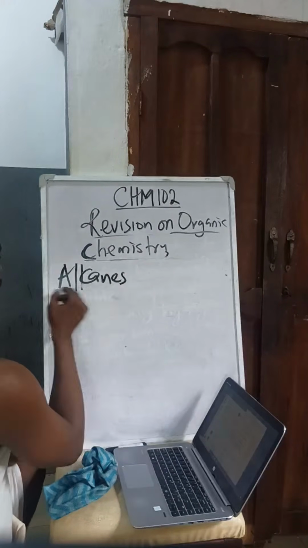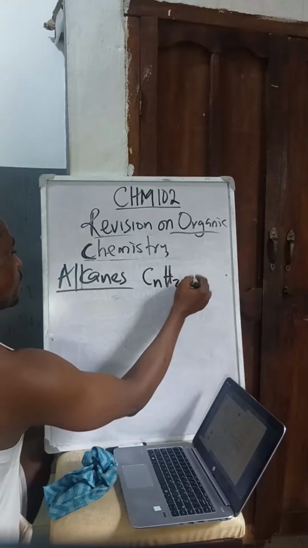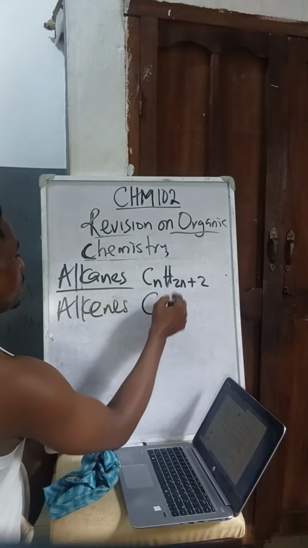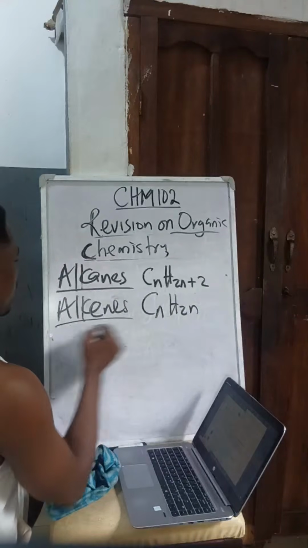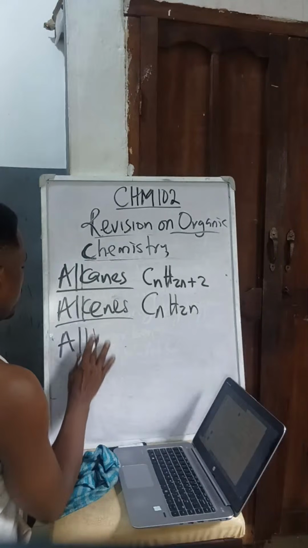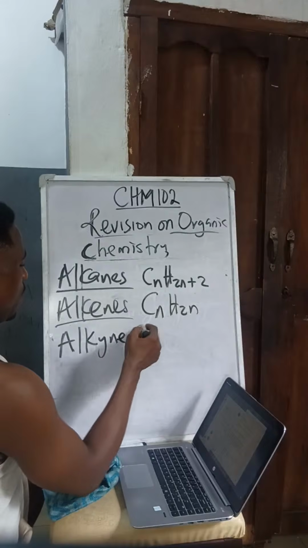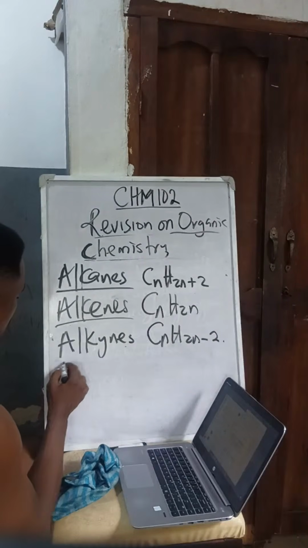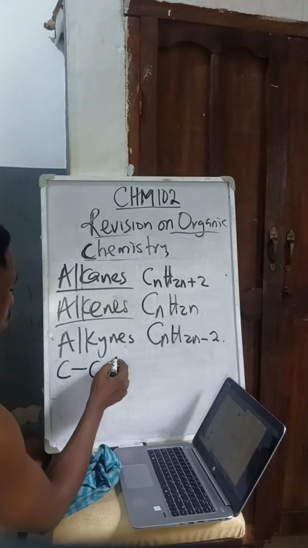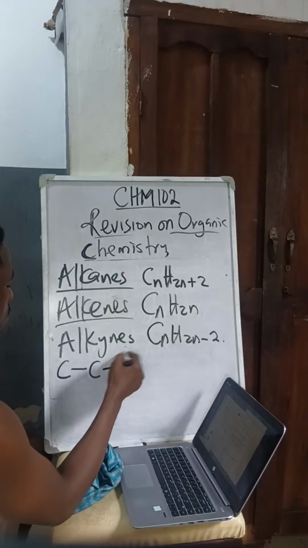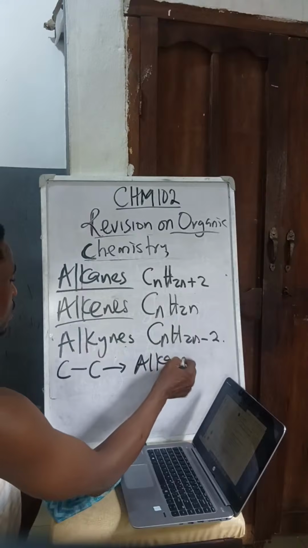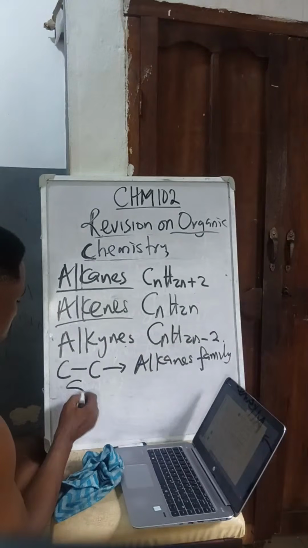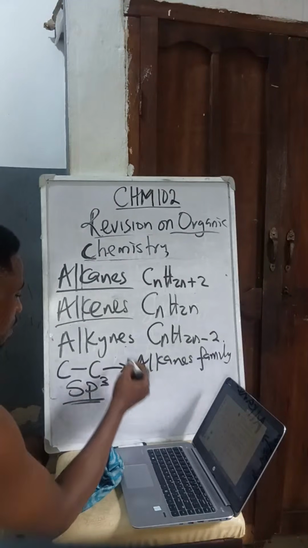Alkanes: CnH2n plus 2. Alkenes: CnH2n. Alkynes: CnH2n minus 2. Carbon single bonds belong to the alkane family, and the hybridization is sp3.